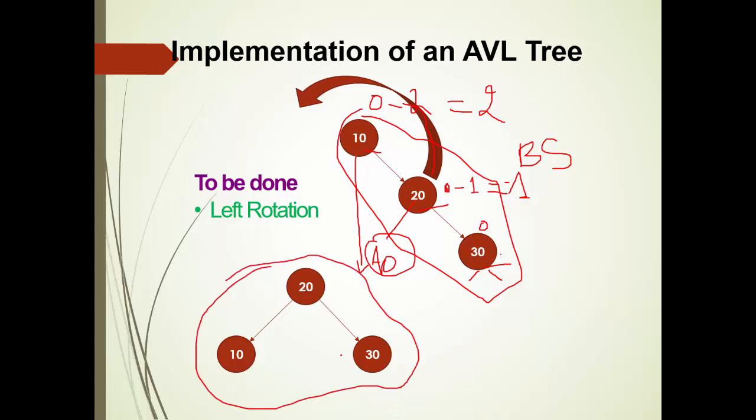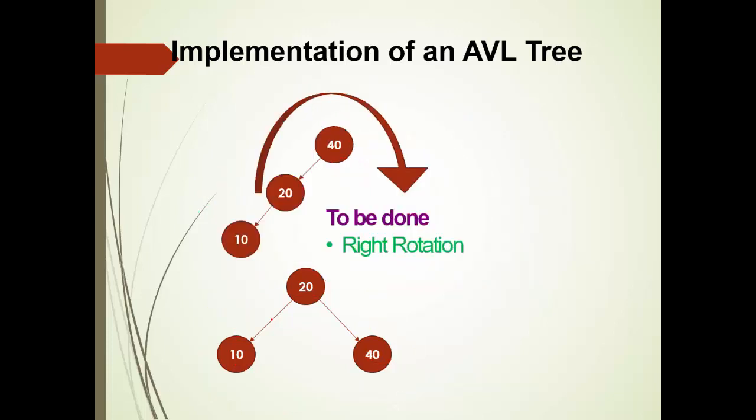Now let us check if the solution is there. Is it a binary search tree? Yes, because left is 10 and right is 30. Then we see what is the height of left minus right. This is 0 and this is 0 and this is 1 minus 1, which is also 0. Then from here we don't have any problem. It is now an AVL tree.